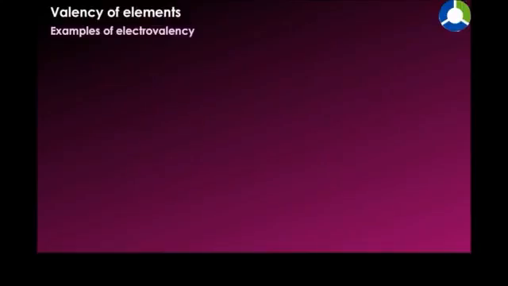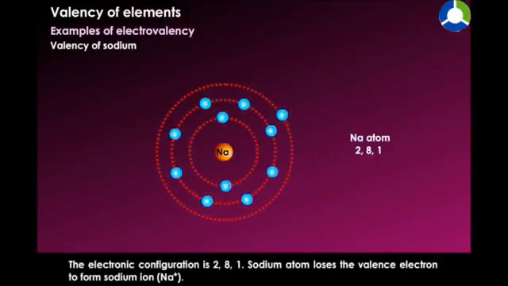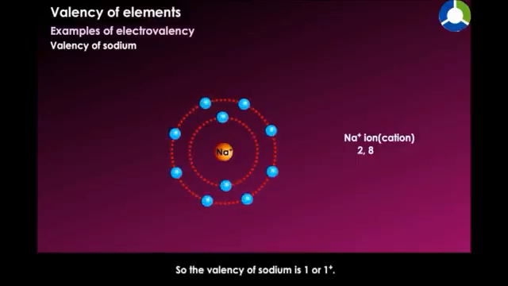Examples of electrovalency. Valency of sodium. The atomic number of sodium is 11. The electronic configuration is 2, 8, 1. Sodium atom loses the valence electron to form sodium ion, Na+. So, the valency of sodium is 1 or 1 positive.